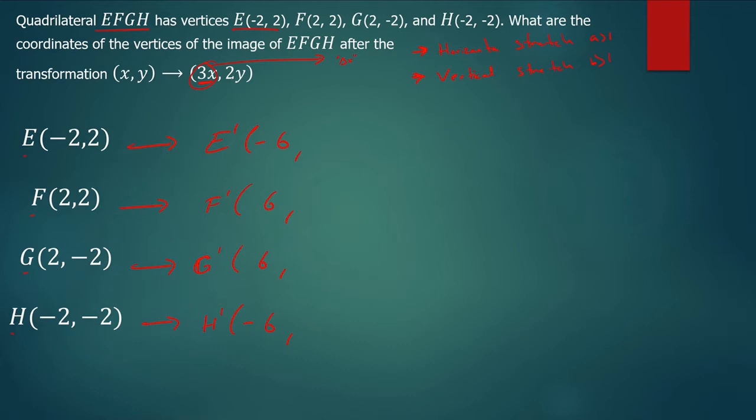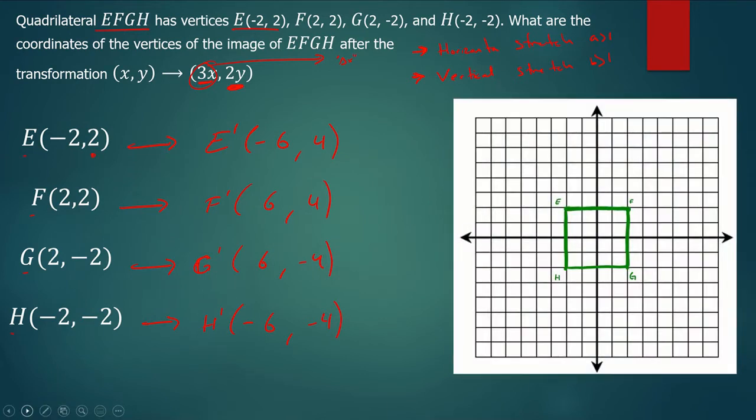As far as the y values go, we get the new y value by multiplying each y by 2. So we get 4, 4, negative 4, negative 4. Okay. And if I were to graph it, that would be the original, which is called the pre-image.